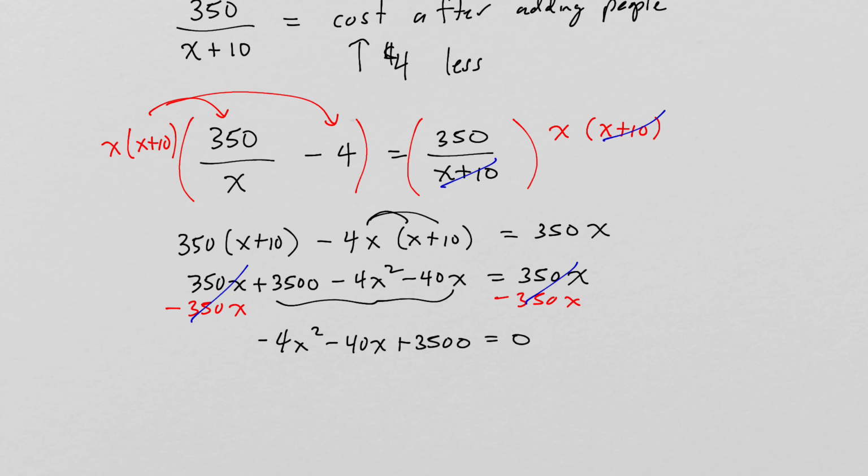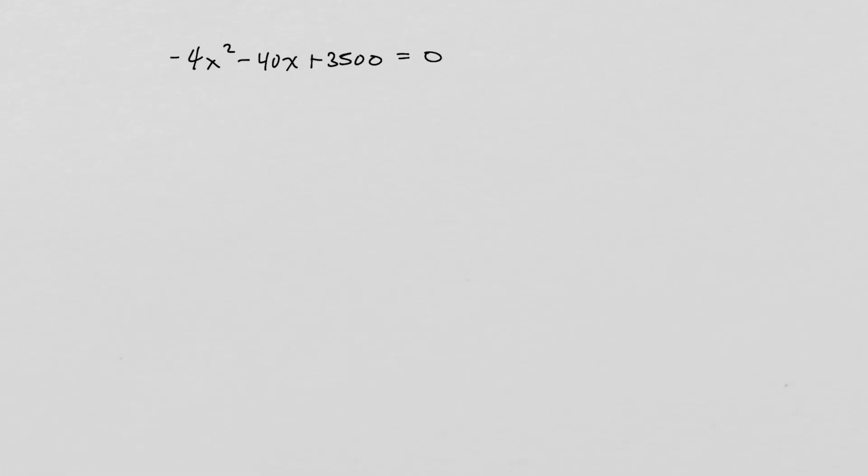And now to solve this, I can use factoring or the quadratic formula. So what I'm going to do is first factor out a negative 4. That's going to give us x squared plus 10x minus, what is 3,500 divided by 4? Well, if you do the math there, you get 875. And these numbers are really bad, right? I mean, how are we going to factor this?